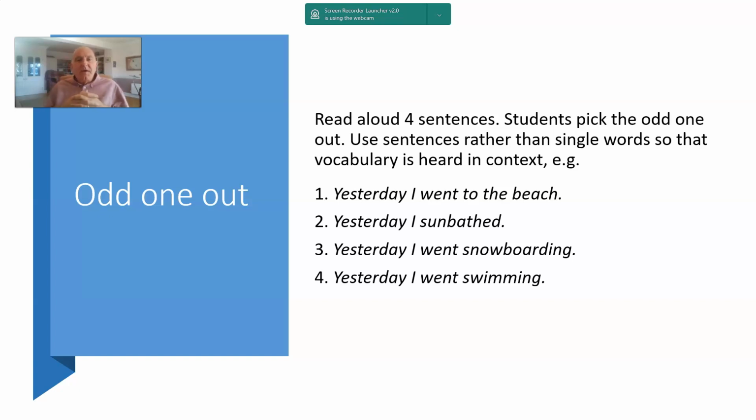In this one called Odd One Out, you simply read aloud 4 sentences and students pick the odd one out. Here, they're very manageable, comprehensible sentences. We would assume that the pupils know the vocabulary already, so the input is comprehensible.